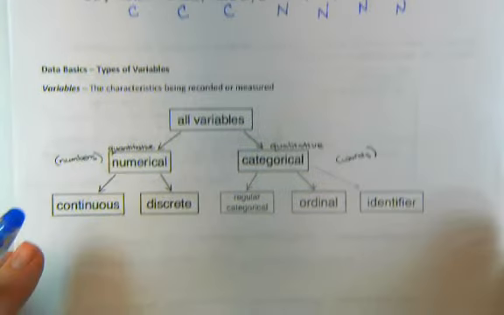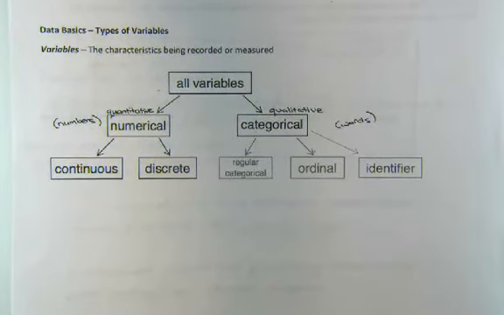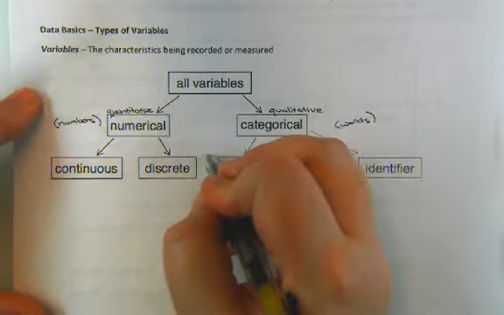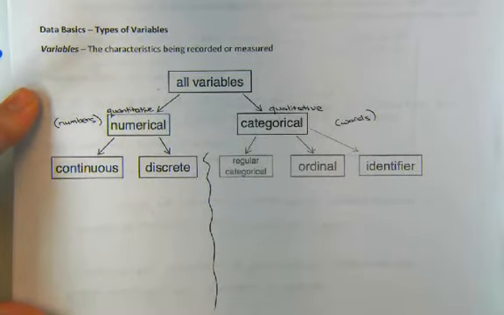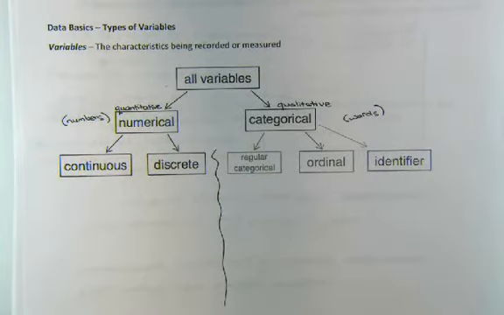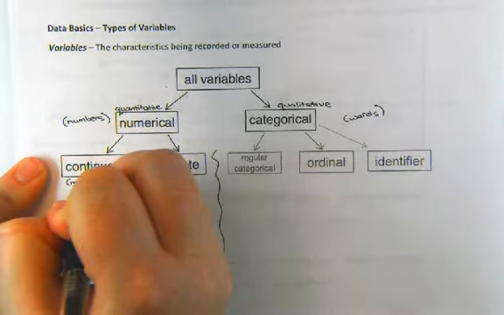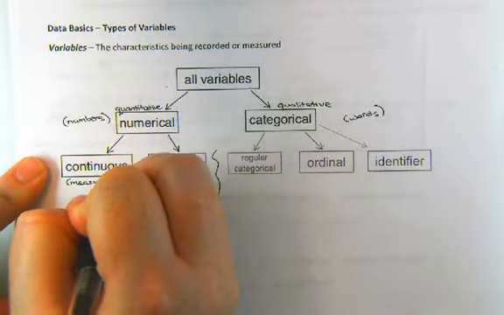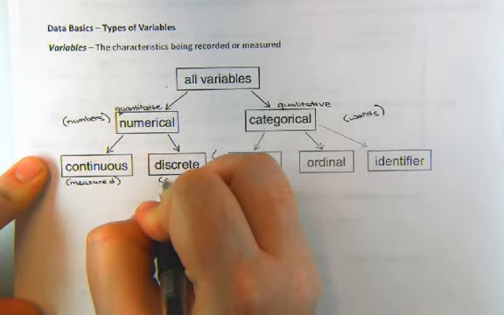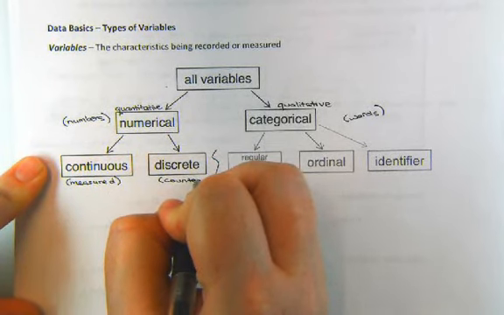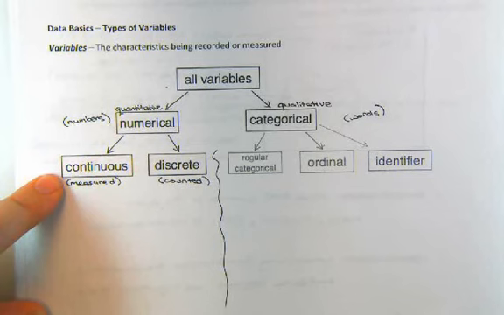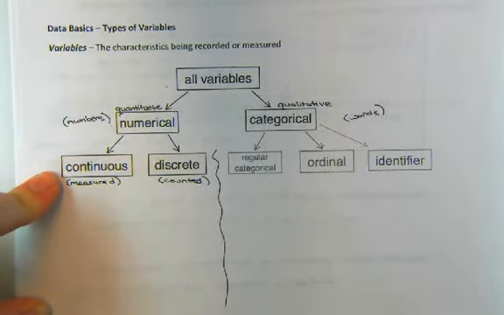Continuous versus discrete numerical values. The difference between these, continuous we often say is measured, where discrete values are counted. So examples of continuous data could be like if you're measuring someone's weight or their height. The idea is, like, say we use weights.